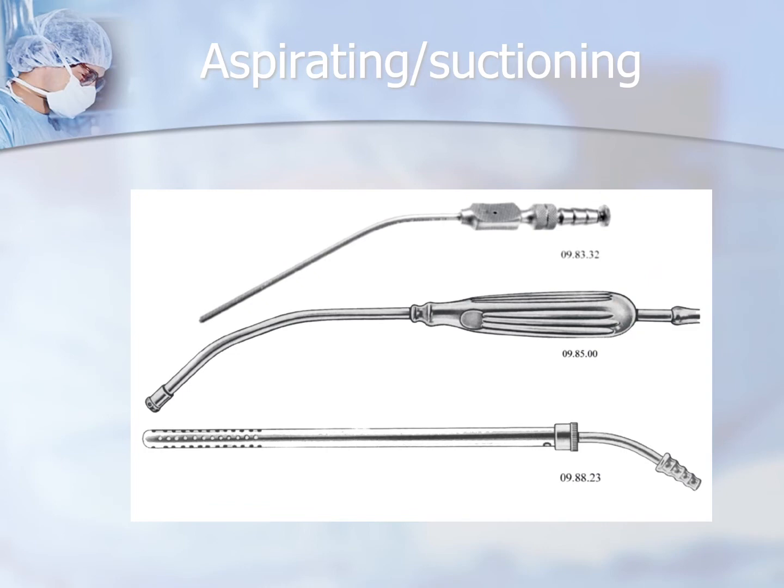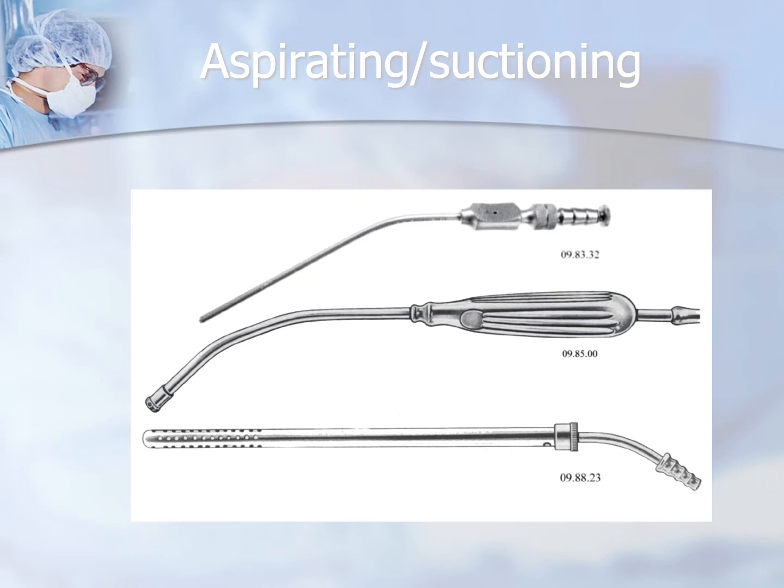Aspirating and suction. There's a variety of different types of suction tips. Here we see the Fraser at the top, which comes in a variety of different sizes. The Yankauer, which is a pretty common one, and then the Pool tip is a common one as well. The Pool tip and the Yankauer tip have two pieces minimum and both need to be counted.